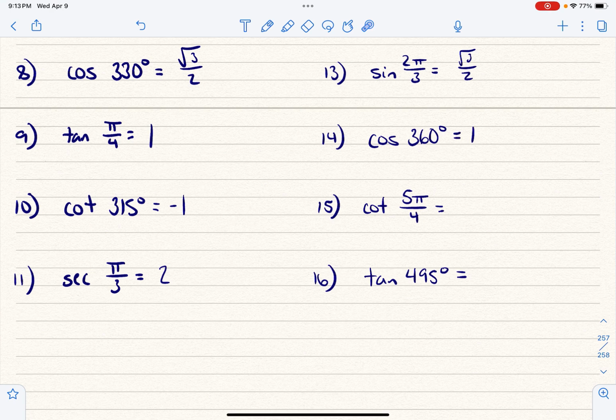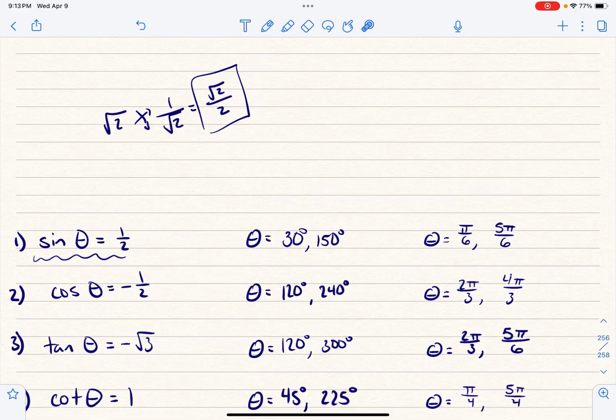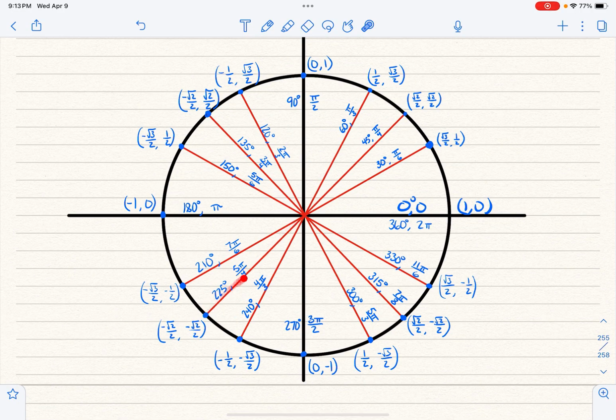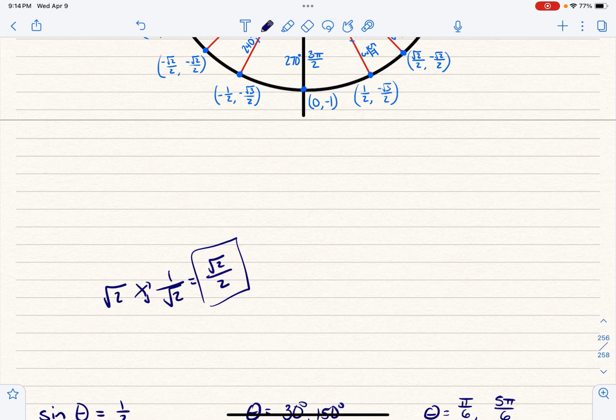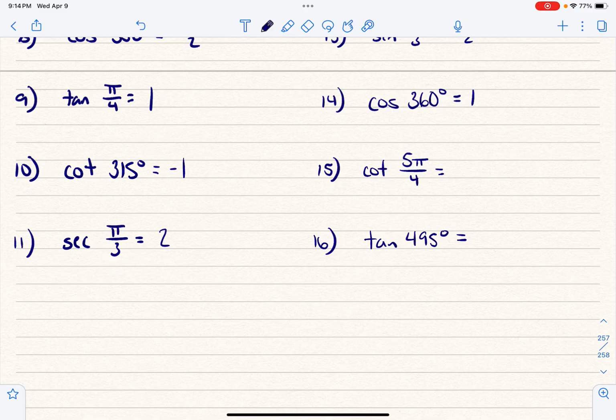All right, next, cotangent of 5 pi over 4. Again, this one is lame, and I'm sorry. I definitely should have made some changes, and I'm realizing that now as I look at the sheet. But either way, 5 pi over 4. All you have to do is go to 5 pi over 4, which is right here, and tell me what the slope is at that point. The slope is 1. And what's the reciprocal of 1? 1. That's why that's so lame. It's so easy. So, cotangent of 5 pi over 4 is 1.